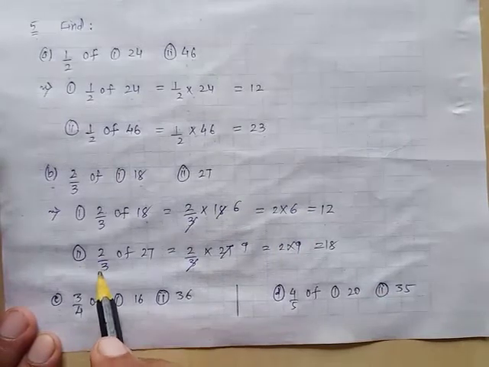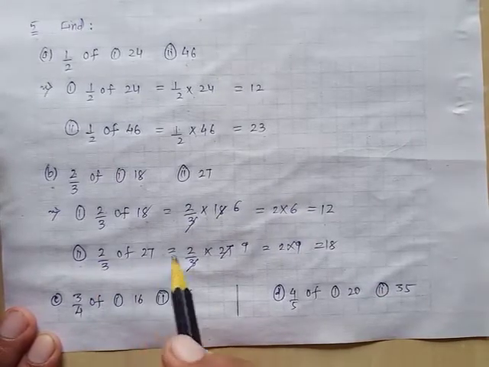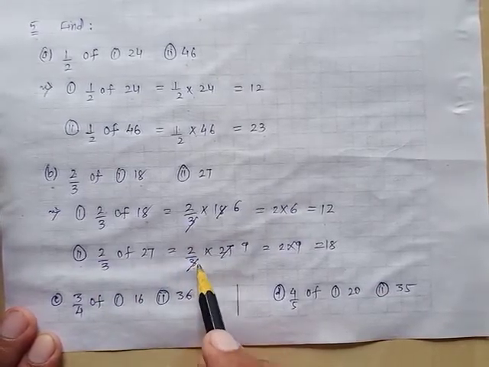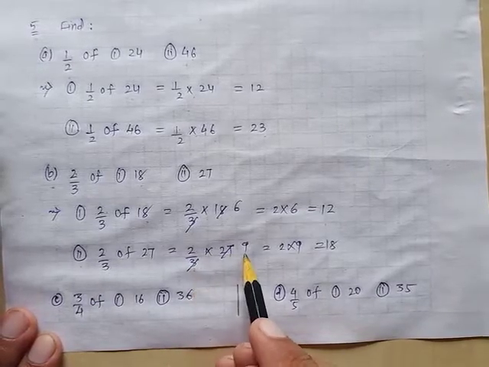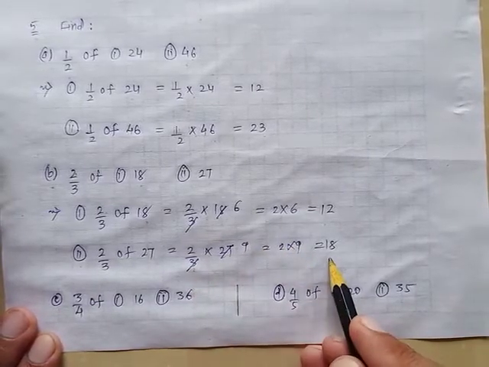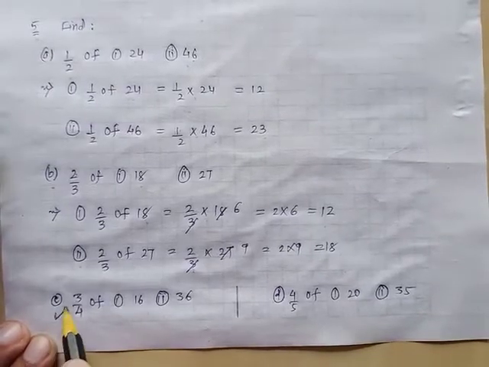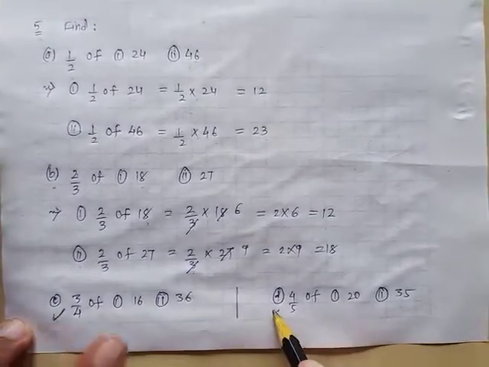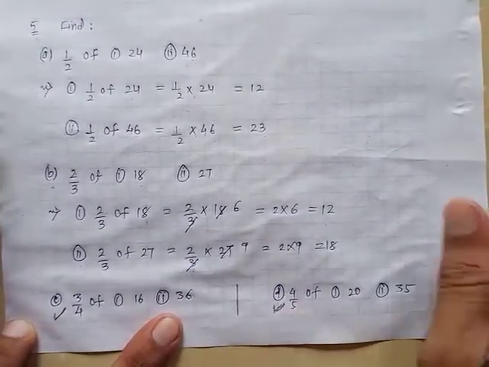Second, 2 upon 3 of 27 is equal to 2 upon 3 into 27. This will be cancelled by 3, 9 times. Therefore, 2 into 9 is equal to 18. Now, questions C and D are for you as homework.